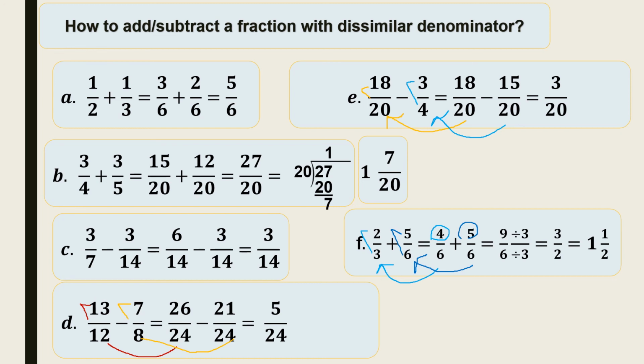Therefore, 9 over 6 is not in lowest terms, so we must think of a number that divides both numbers to get the simplified form. So 9 divided by 3 is equal to 3, and 6 divided by 3 is 2. Then, this is an improper fraction. Therefore, we must divide the numerator by its denominator, and the final answer is 1 and 1/2.